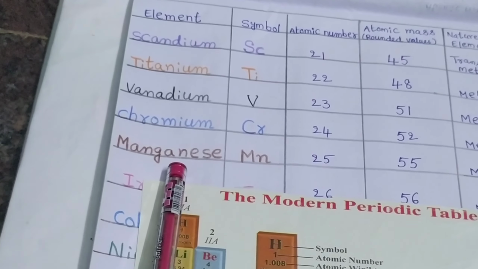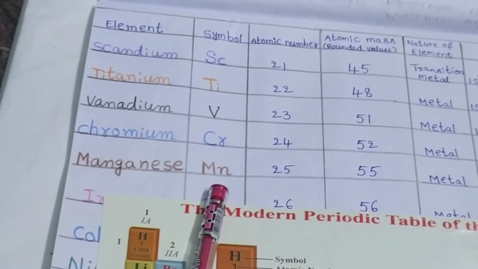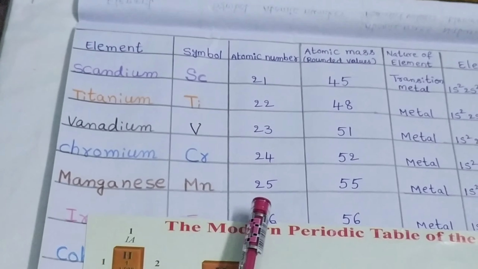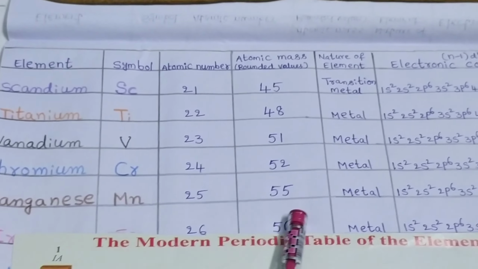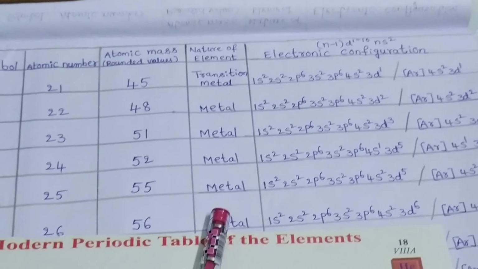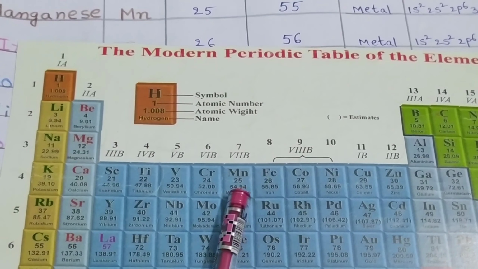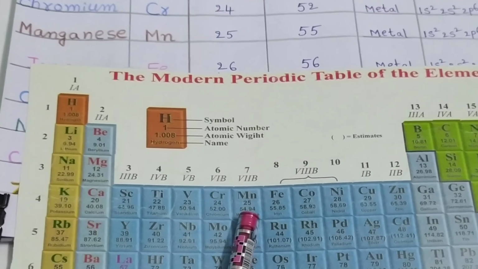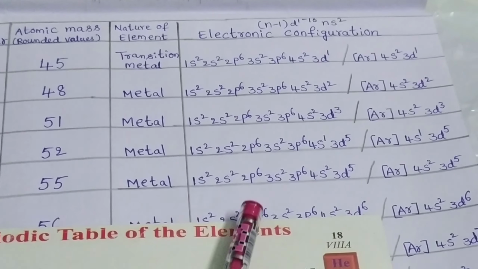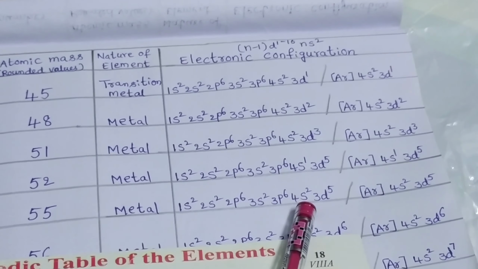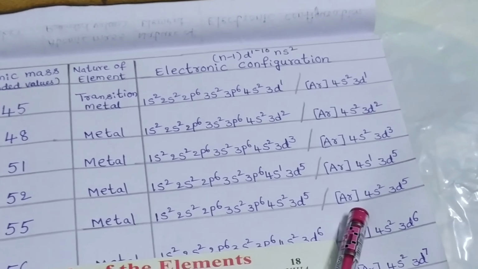Next element, manganese. Its symbol is Mn. Atomic number 25. Atomic mass 55. It is an example for metal. When we observe the position in a periodic table, it is in the fourth period and the fifth element in the d block. So, it can be written as 1s2, 2s2, 2p6, 3s2, 3p6, 4s2, 3d5 or argon 4s2, 3d5.